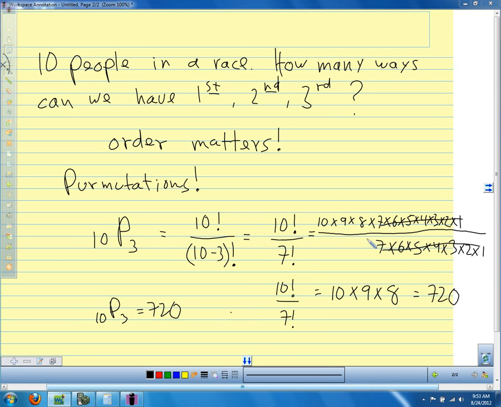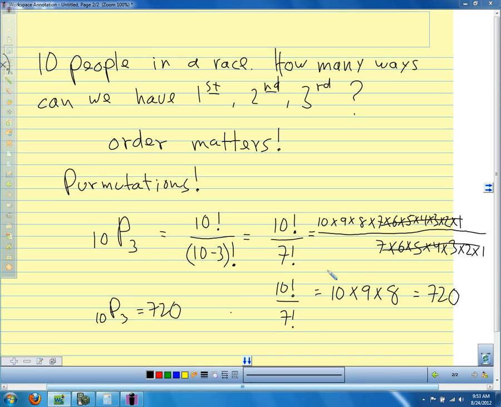And once you get used to how permutations work, you can see that 10 factorial divided by 7 factorial, you'll know that everything from 7 down to 1 is going to cancel, so you just have 10 times 9 times 8. Once you get more used to working with them, you'll be able to see that a little more easily. Questions on permutations? So permutations, we're arranging things where the order matters. The order changes what that group is.